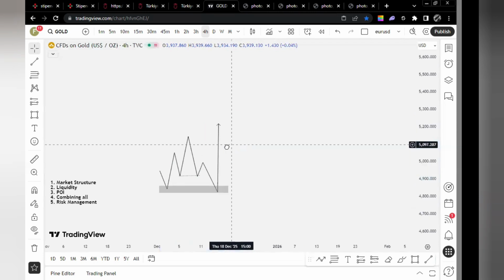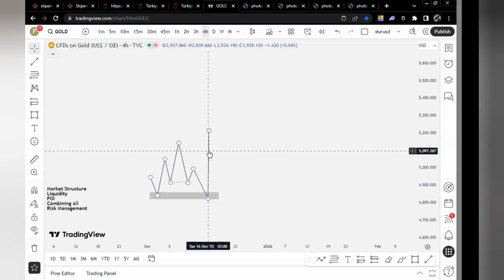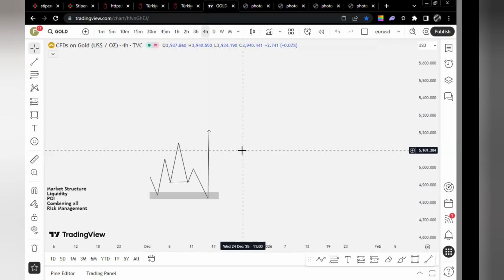Now let's look at range liquidity. You're going to see what range liquidity looks like and what it is about. Very, very simple thing. Once you learn liquidity, master the concept of liquidity, you're going to be invincible in this market.